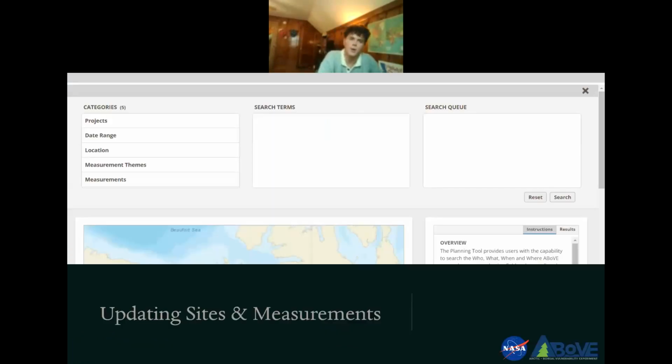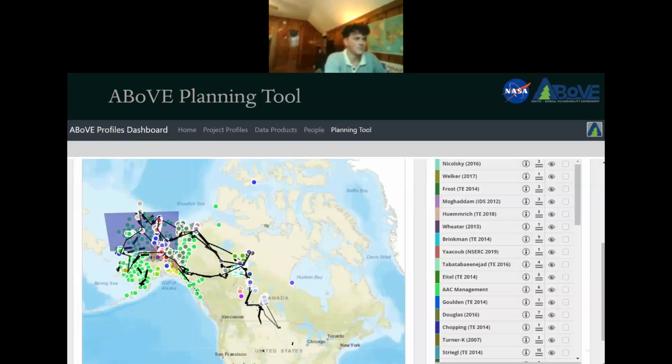And so the third part of my internship has been updating the sites and measurements. So now I'll update you on how I did updating the website. As I'm sure you're aware, the ABoVE planning tool logs all ABoVE affiliated field missions. So this image is showing you every mission that's currently on the ABoVE planning tool. So it's an asset in planning future science.